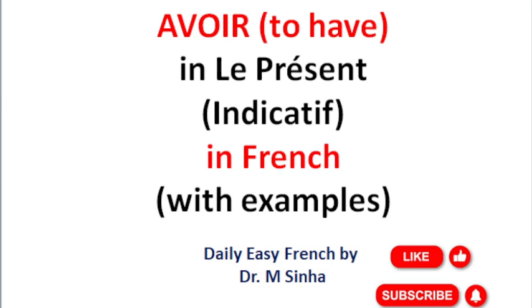We are going to learn the conjugation of avoir, which means to have, in the present tense in French with examples in today's video. I am also going to share with you some basic sentences with the use of the conjugation of avoir once you learn it. The verb avoir is one of the most basic and important verbs in French. So learning the conjugation of avoir is very important in learning the French language.